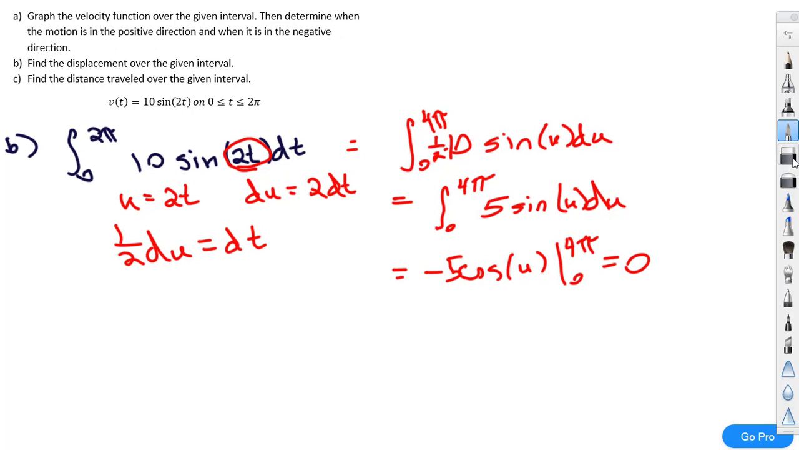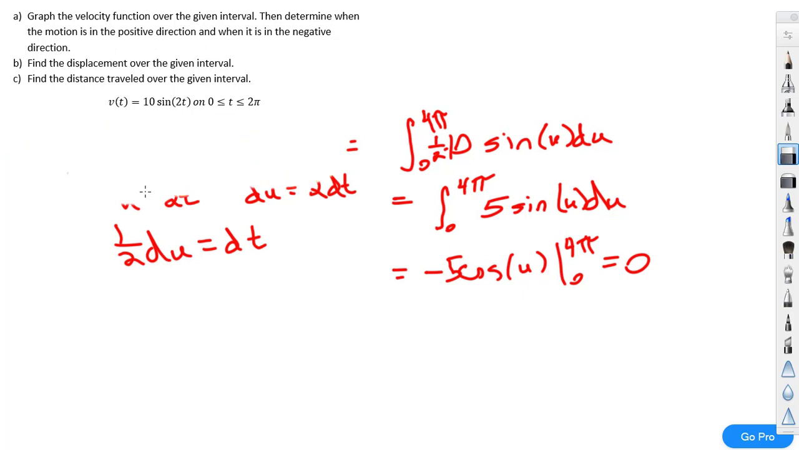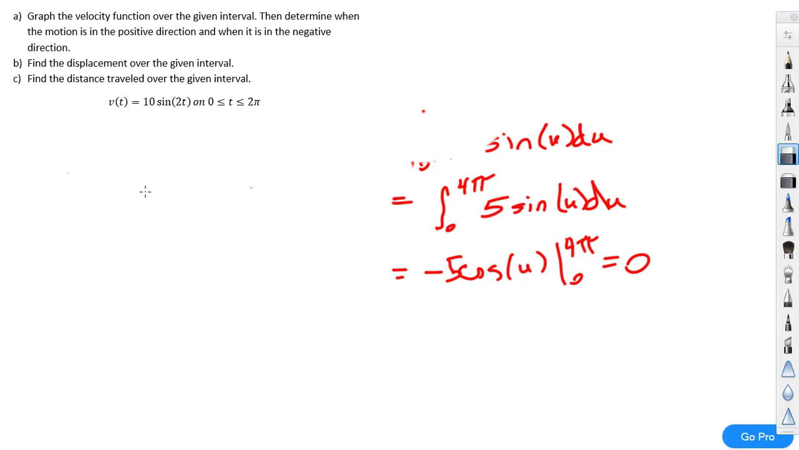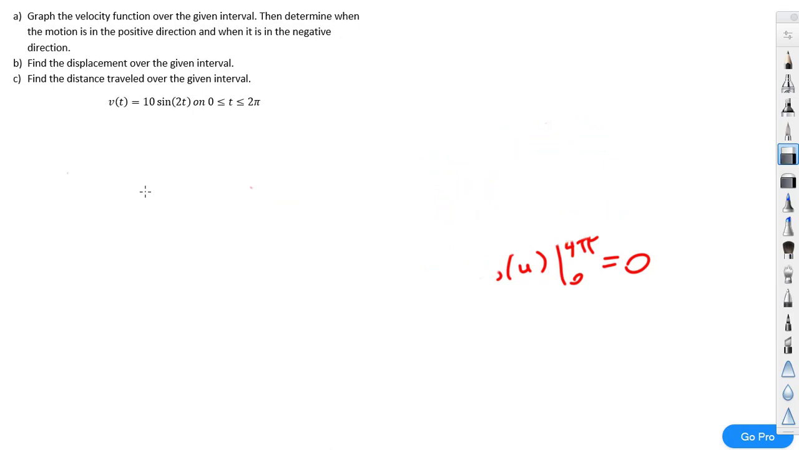Great, so now that that's out of the way, this was part B, let's do part C. What that's asking us to do is find the distance traveled. So total distance, remember, we can think of that as gross displacement. So that is going to be the same as the gross displacement.